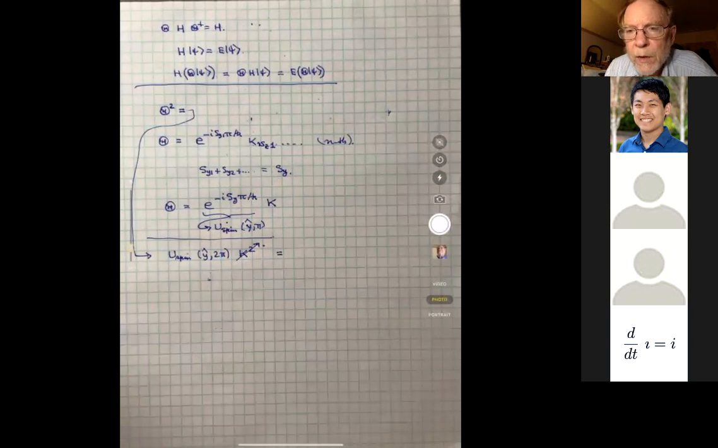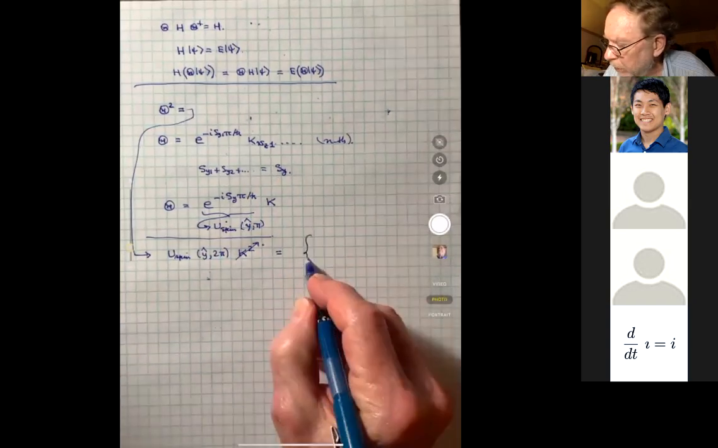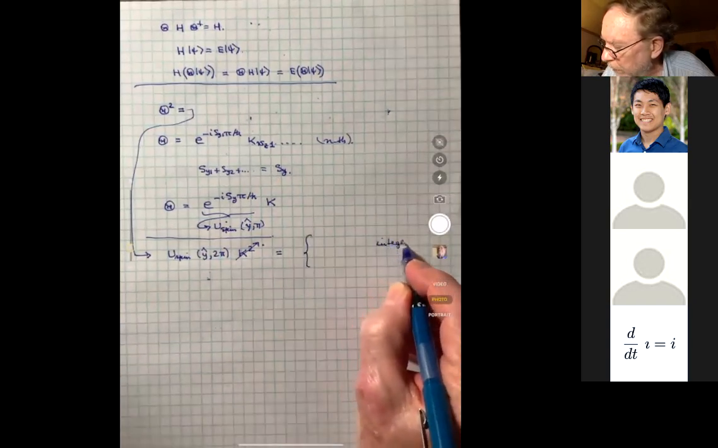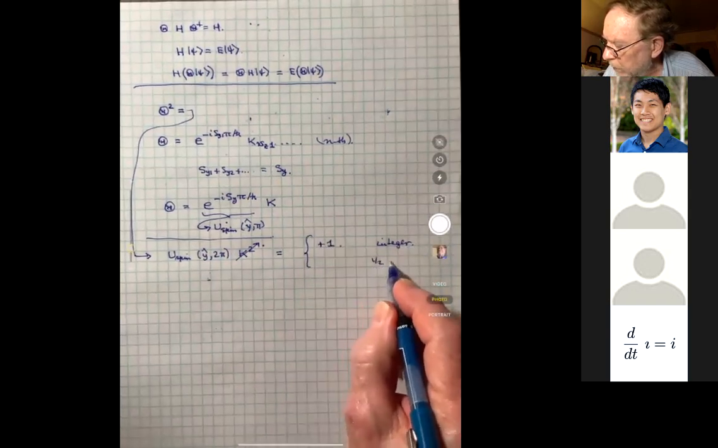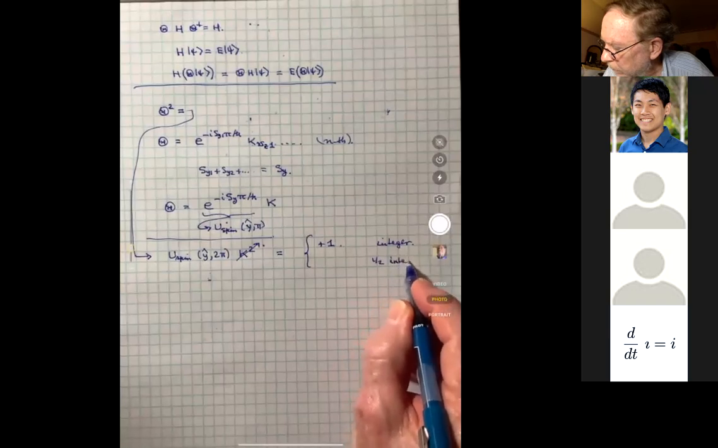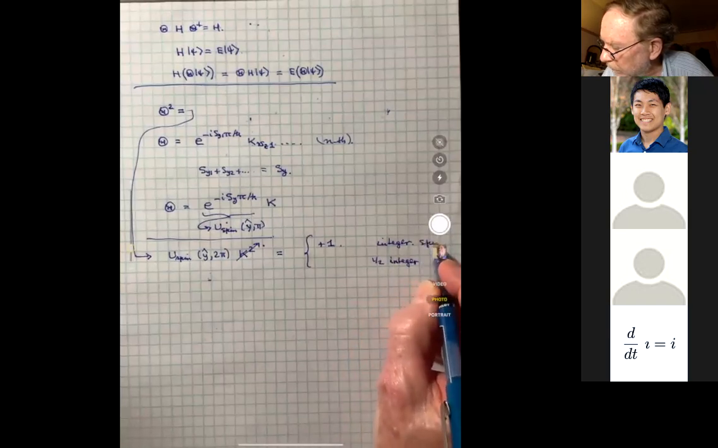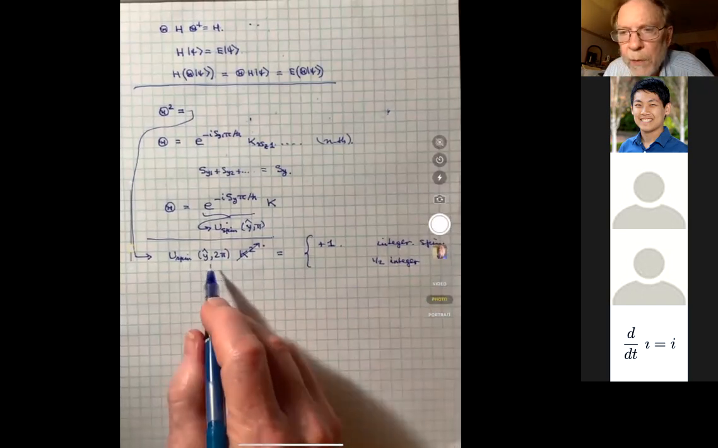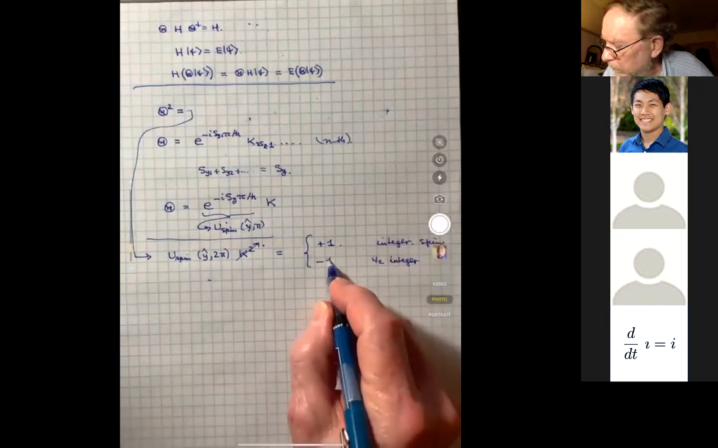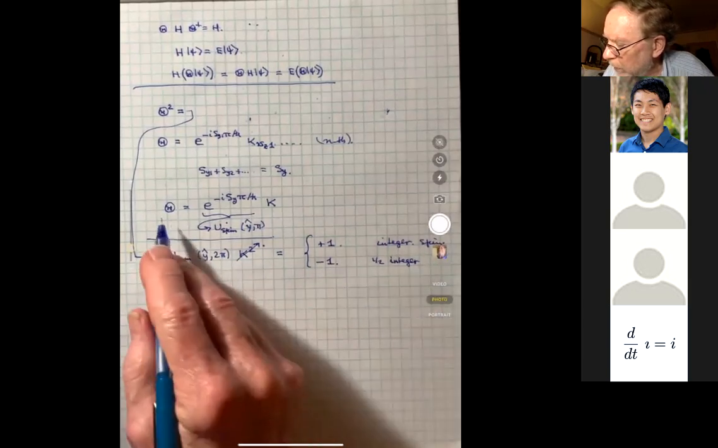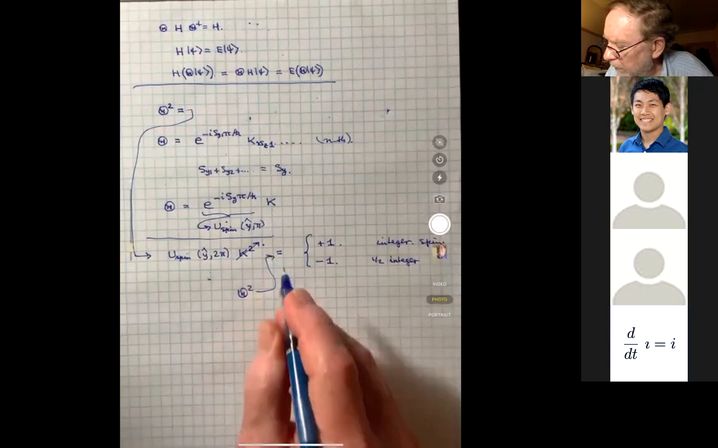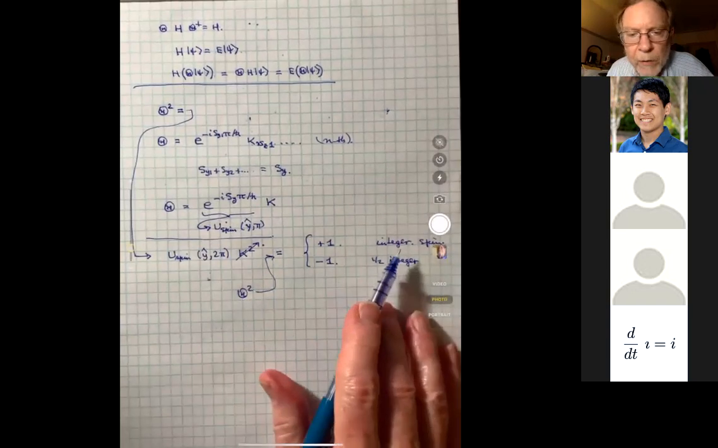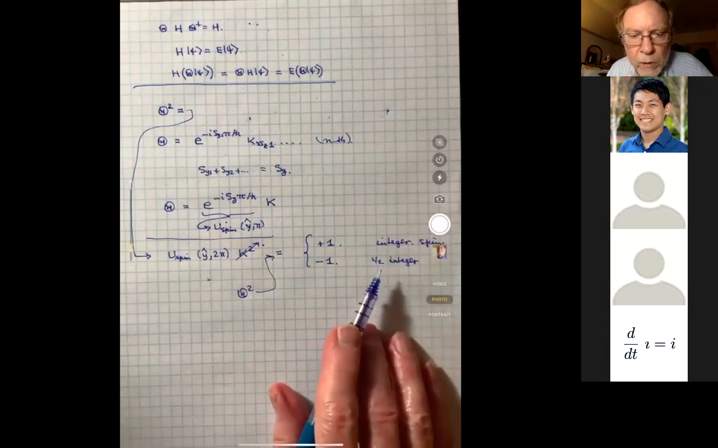Now, what that is depends on whether the total spin of the system is integer or half integer. If the system is an integer, then rotation by 2 pi is just the identity, so the answer is +1. But if the system is half integer spin, and this is the spin I'm talking about, then the rotation by 2 pi is -1. So theta squared is equal to that. Theta squared is either plus or minus 1, depending on whether you have a total spin that's an integer or a half integer.